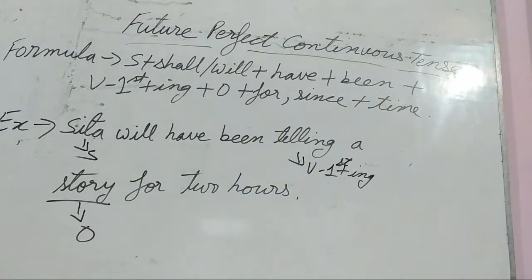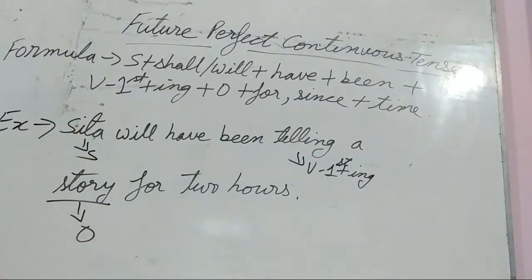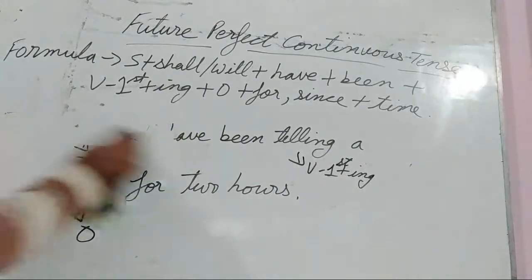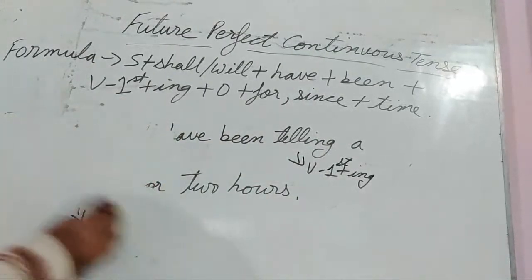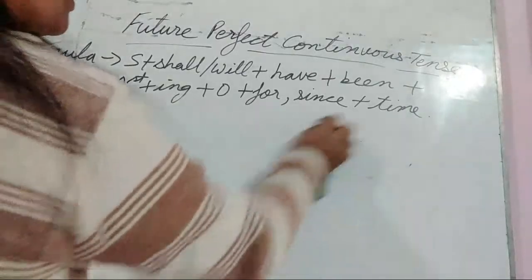So according to the formula, that is subject plus shall or will plus have plus been plus verb first form plus ing plus object plus for or since plus time. And the example related to it is, Sita will have been telling a story for 2 hours. Now let's see how to make a negative sentence in future perfect continuous tense.